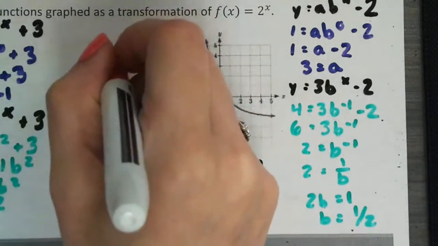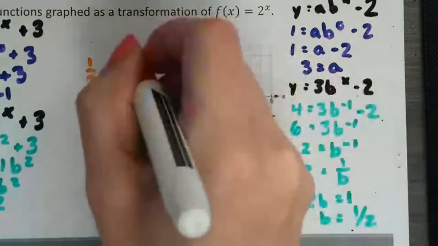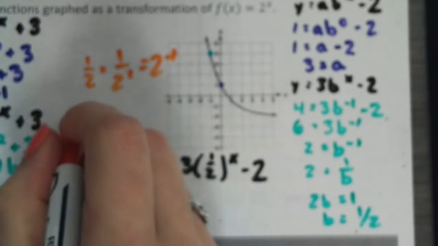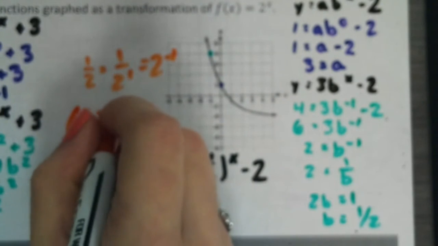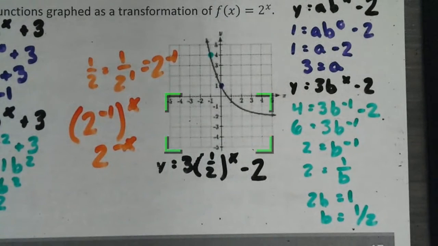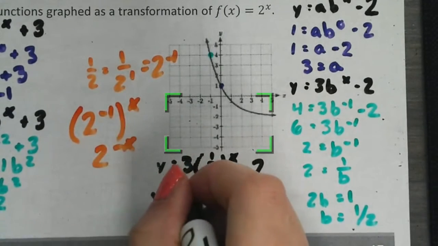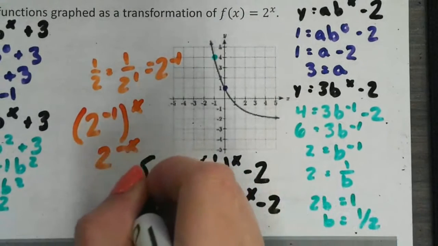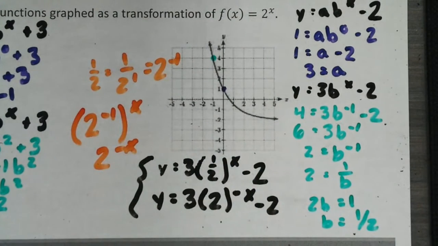1/2 can also be written as 1 over 2 to the 1, which is also 2 to the -1 power. So if I replace my 1/2 to the x power in here, I can replace it with 2 to the -1 to the x, which is 2 to the -x. So instead of writing it as 1/2 raised to the x power, I can write it as 2 to the -x. So this is equivalent to y equals 3 times 2 to the -x minus 2. These are both good answers. It's just a matter of which one you prefer.